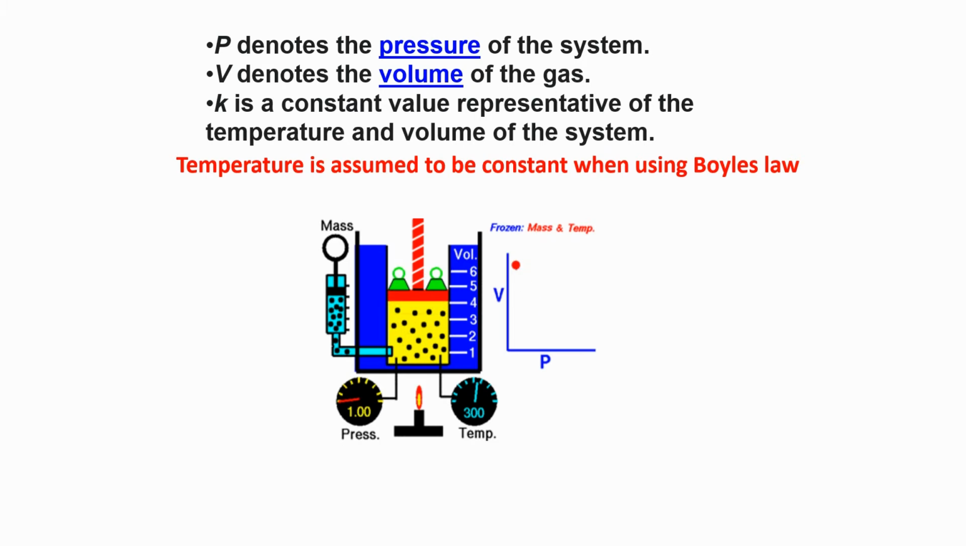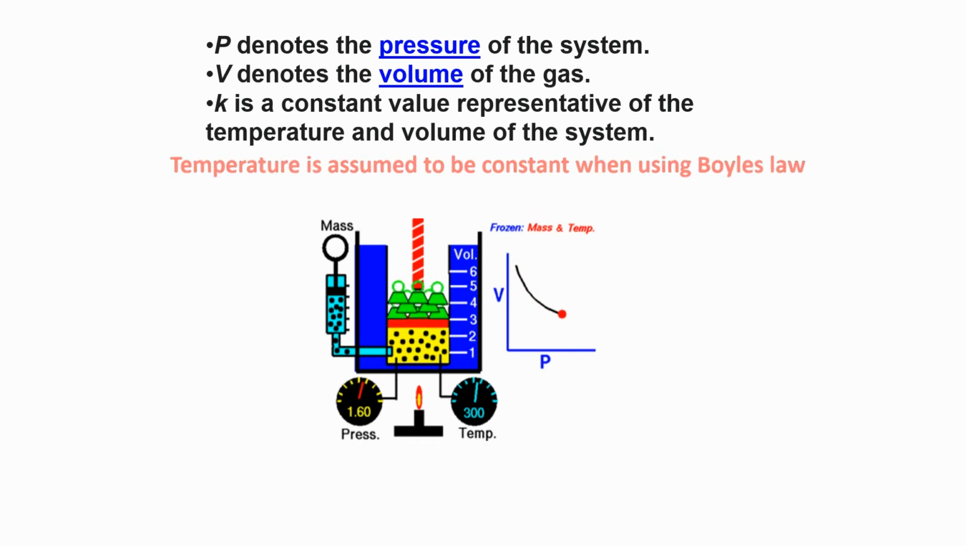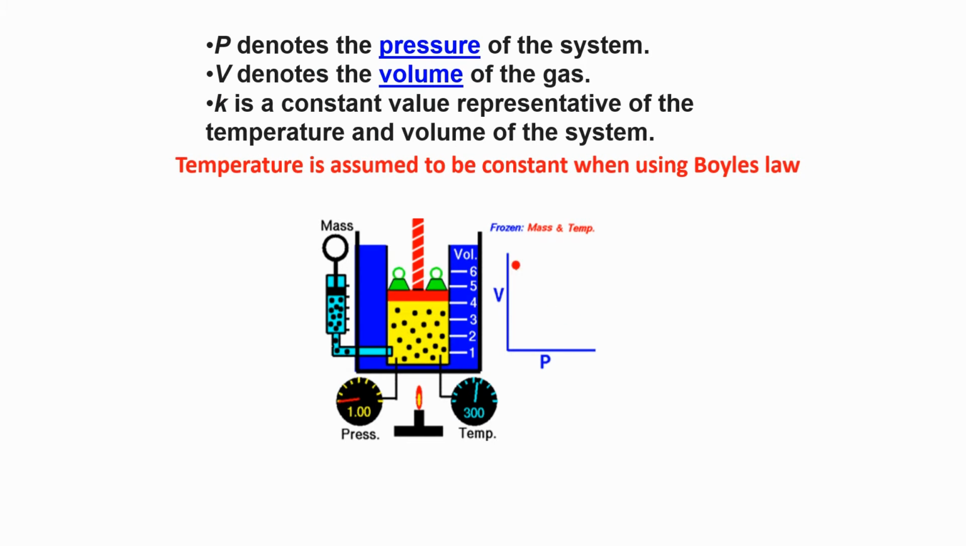P denotes the pressure of the system. V denotes the volume of the gas. K is a constant value representative of the temperature and the amount of gas in the system, and temperature is assumed to be constant when using Boyle's law.